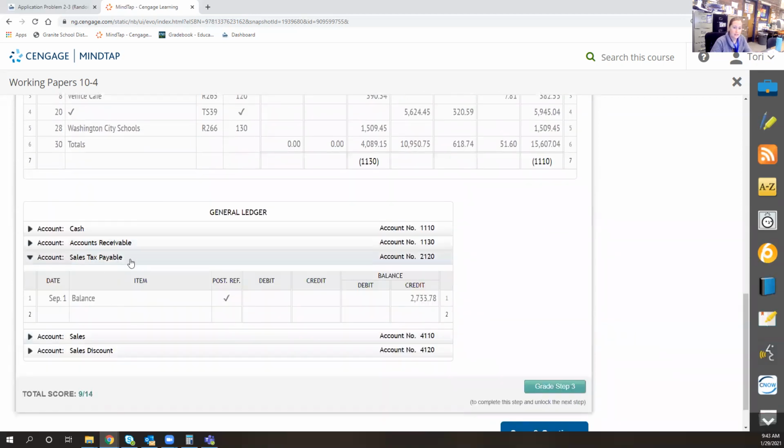Okay, our sales tax payable, we're going to do this one on the 30th, and it's cash receipt journal 9. And this one we credited $618.74. We have a credit and a credit, add those two together. And post reference that back up top.